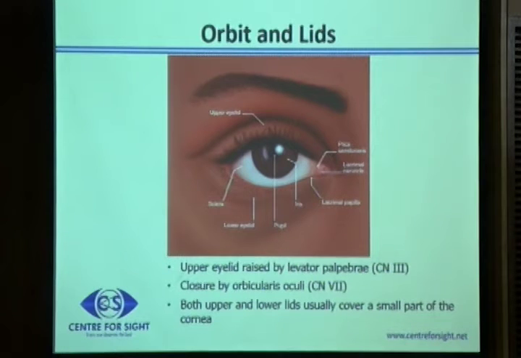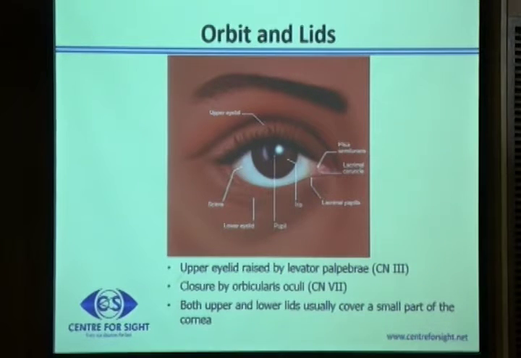Also, outside the eyeball, we have the eyelids, which have a very important role in protecting the eye, and not only protect it from dust and foreign particles, but are also the first line of defense whenever any object hits us or if there is any injury coming from the environment.